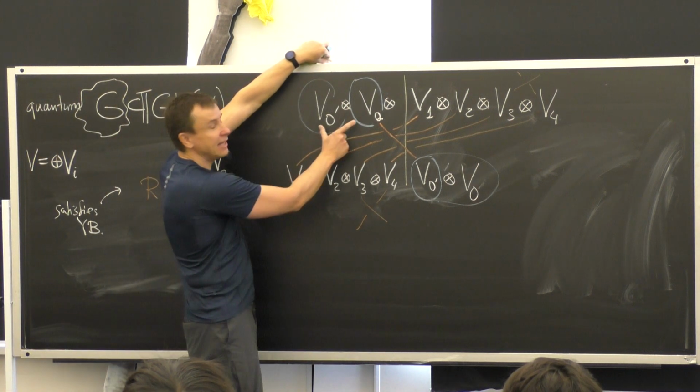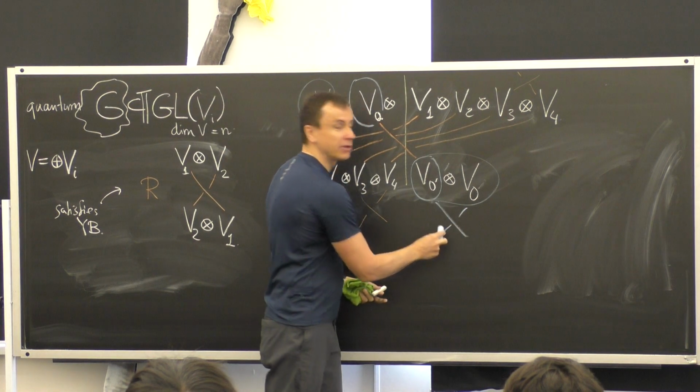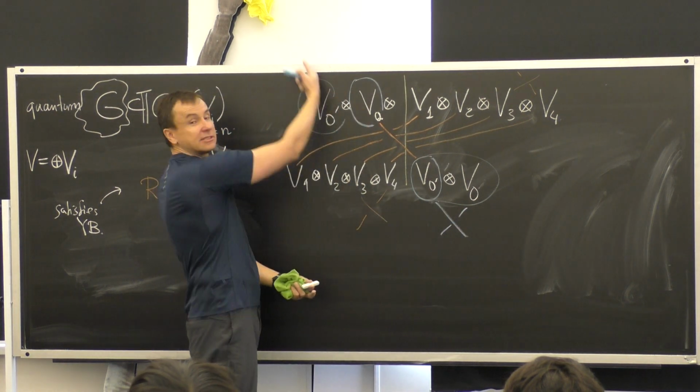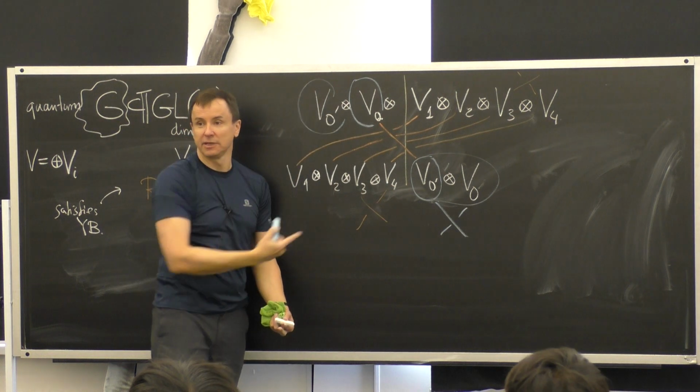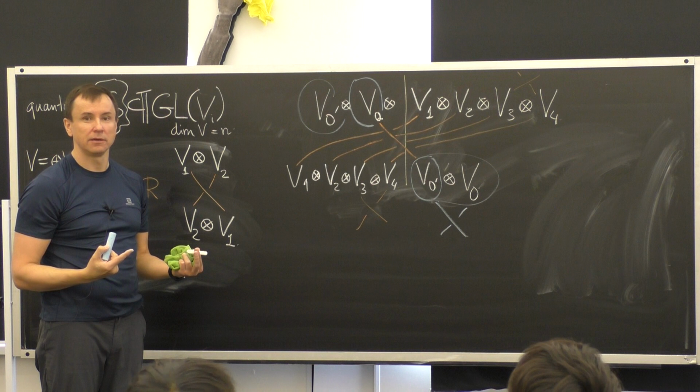And there will be a commutation relation. What are the commutation relations? If I were to permute these two, I might as well, by Yang-Baxter, bring it here. That's the commutation relation of my operator. Right?